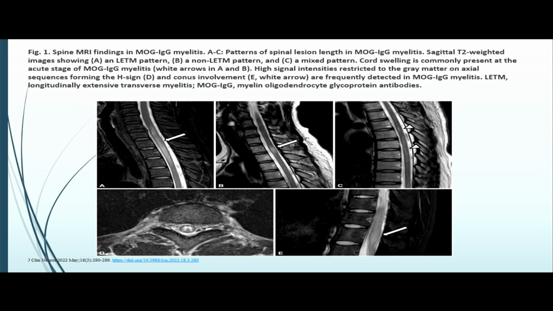So these features can present as longitudinally extensive transverse myelitis that involves more than 3 vertebrae. This is the non-LETM pattern. This is the mixed pattern. This is the H sign, and this is the conus involvement.